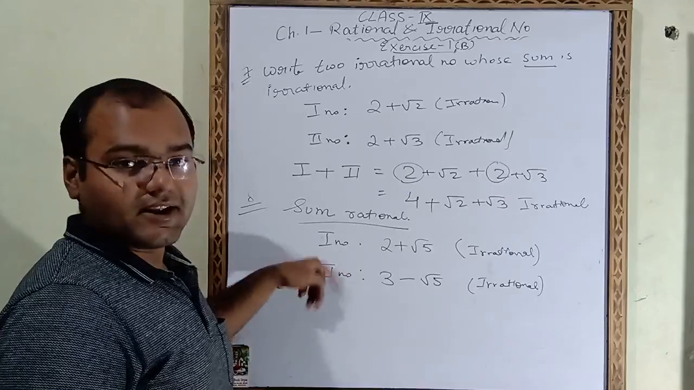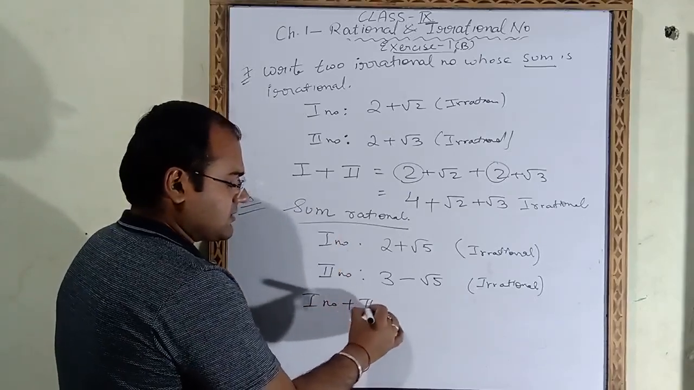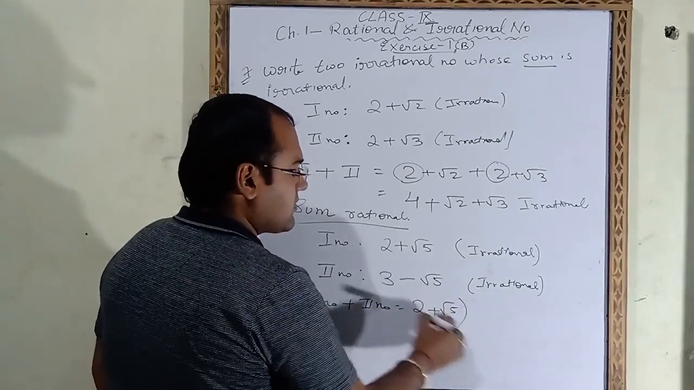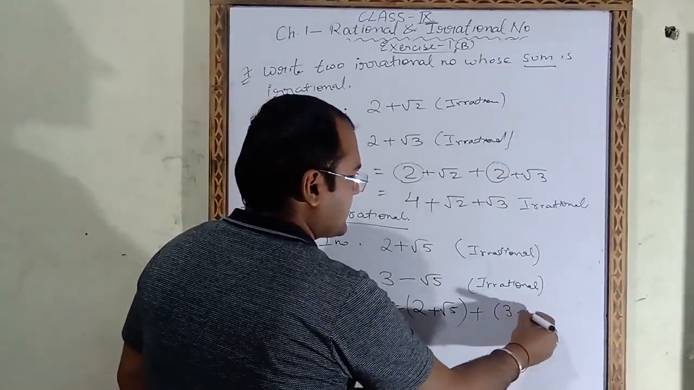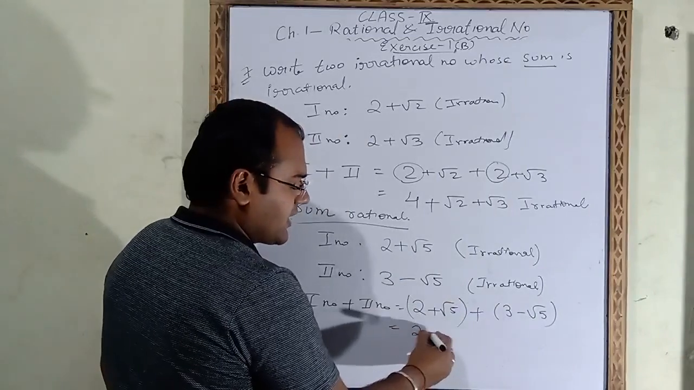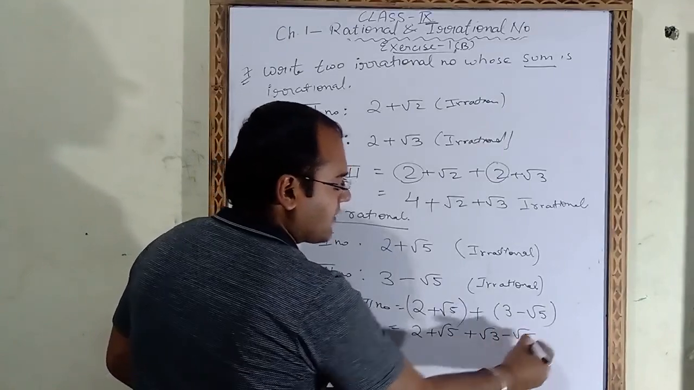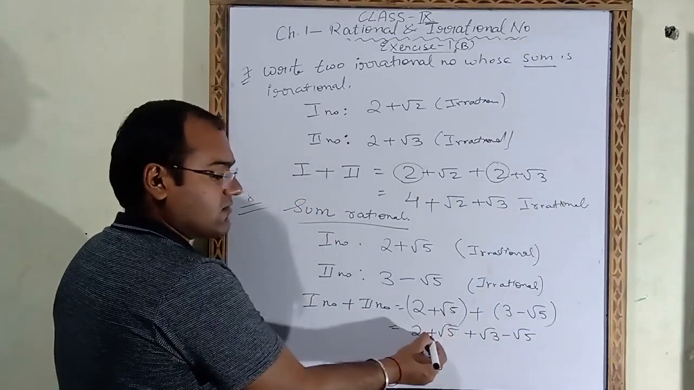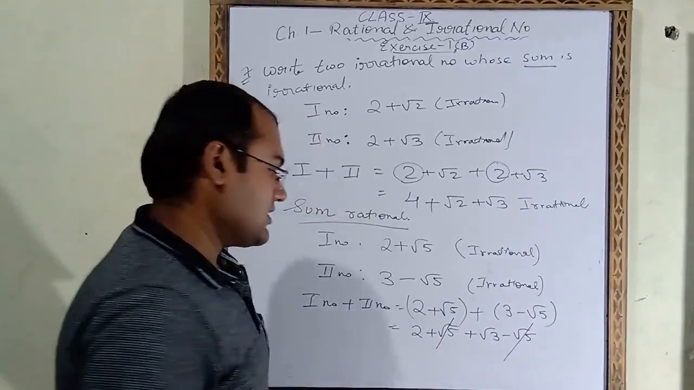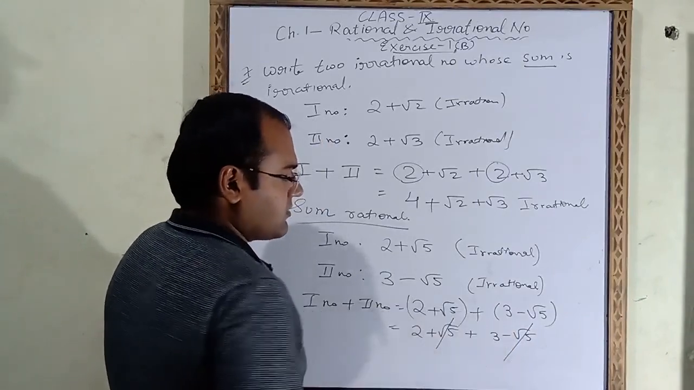Now we will try to add these two numbers because we have to find the sum. So sum is first number plus second number. When we add these two numbers, 2 plus root 5 plus second number is 3 minus root 5. On opening this bracket, we will get 2 plus root 5 plus 3 minus root 5. Now what we are observing, this root 5 is having positive sign, this root 5 is having negative sign, so these two root 5 will get cancelled. 2 plus, sorry, here it is 3.